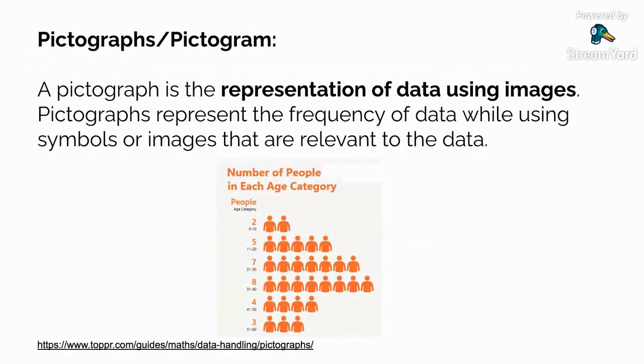The next type of graph we have is pictographs or pictogram. A pictograph is the representation of data using images. Pictographs represent the frequency of data while using symbols or images that are relevant to data. For example, itong sample, there are two people na 0 to 10. Pero pwede rin na itong two people na to, one person is equal to 10. So, magiging 2 times 10, magiging 20. Kaya tinatawag na frequency of data while using symbols or images.